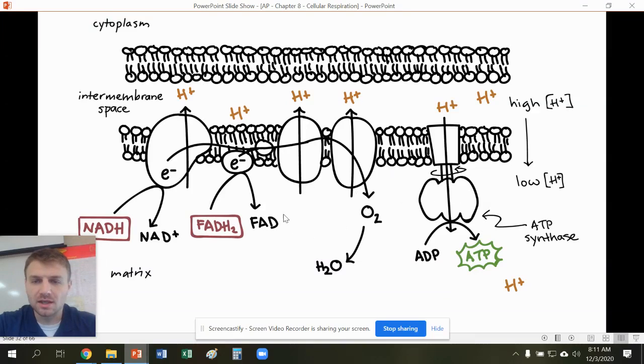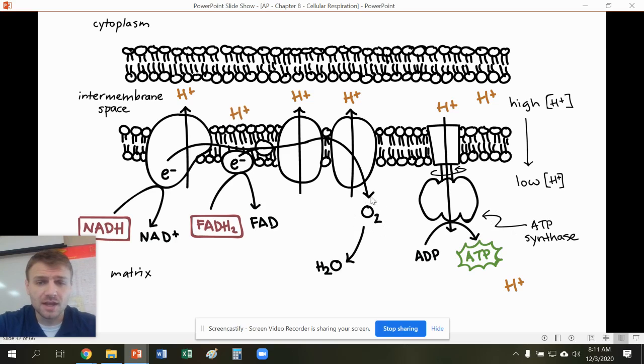This is another great image of what's going to go on here. You can see the NADH and FADH2s. They're going to donate those electrons to the electron transport chain. Along the electron transport chain, they're going to move those hydrogen ions into the inner membrane space. You can see there's not much room here in the inner membrane space, so it's pretty easy for us to get a high concentration of hydrogen ions here and a low concentration in the matrix.